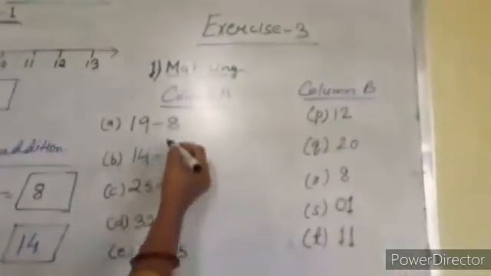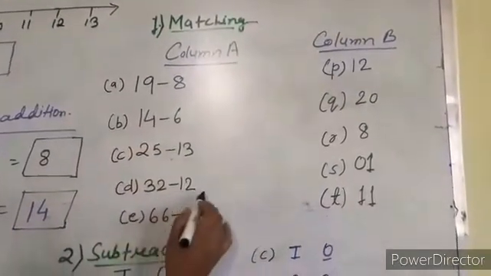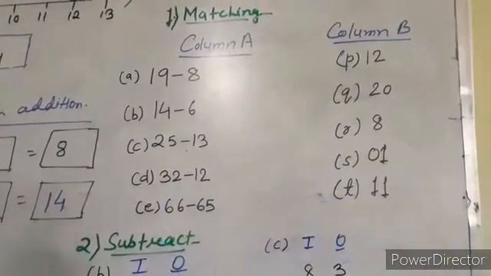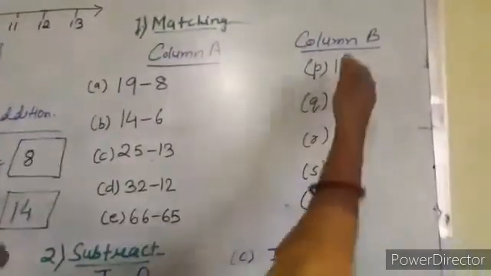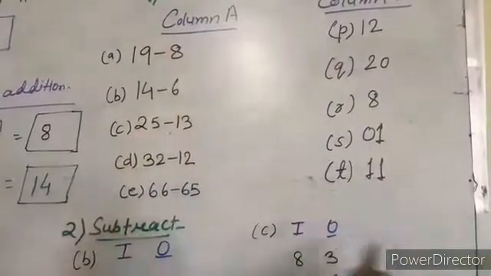Here in column A, the numbers are given: 19 minus 8, 14 minus 6, 25 minus 13, 32 minus 12 and 66 minus 65. And on this side, in column B, the answers are written. So you have to match these problems with their answers.